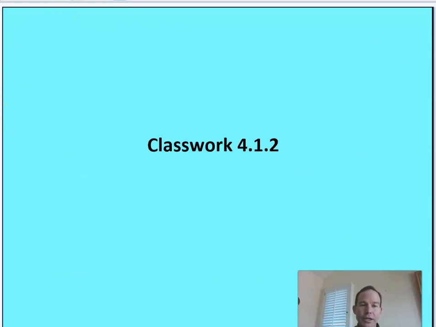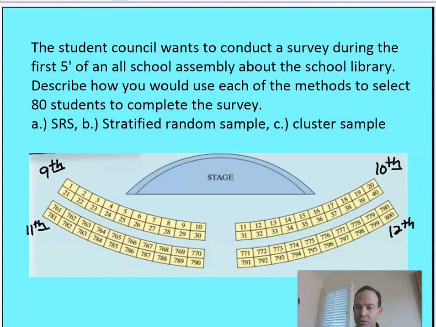All right, so we're going to move on for your classwork, and then we're going to pause and continue and finish the video. All right, so the student council wants to conduct a survey. This is your classwork, second classwork. The student council wants to conduct a survey during the first 5 minutes of a school assembly about the school library. Describe how you would use each of these methods to select 80 students to complete the survey: simple random sample, stratified random sample, and a cluster sample. All right, that's it for now. You want to pause here, write this down, and we'll come back and continue this lesson.